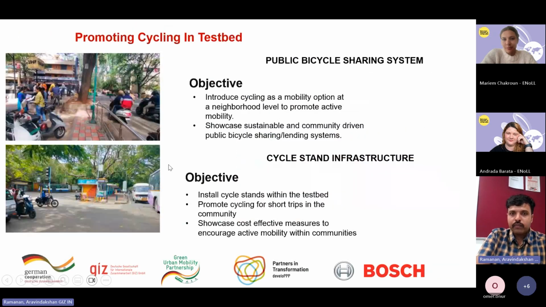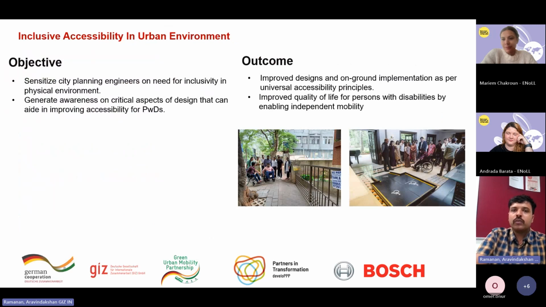As an outcome, we didn't just do the audit, but we also invited the city engineers and presented the findings to them. We also made them sit on a wheelchair and move around in the neighborhood, and made them feel practically how difficult it is to navigate. They really appreciated the exercise which our Living Lab did, and they assured that in future planning exercises, they would definitely give key consideration to accessibility and also the height of the ramps.